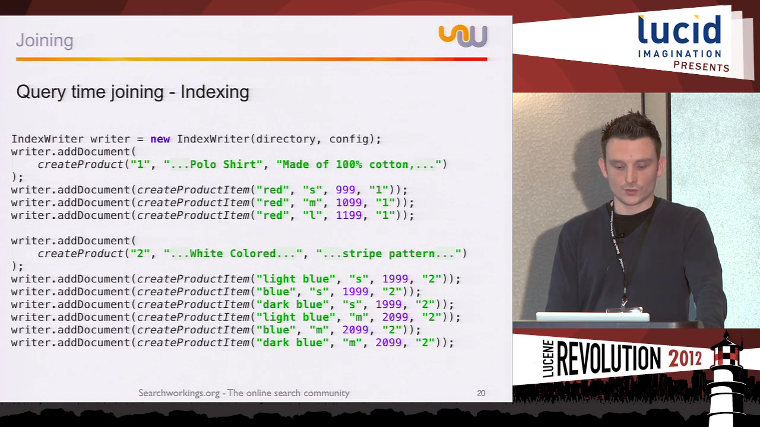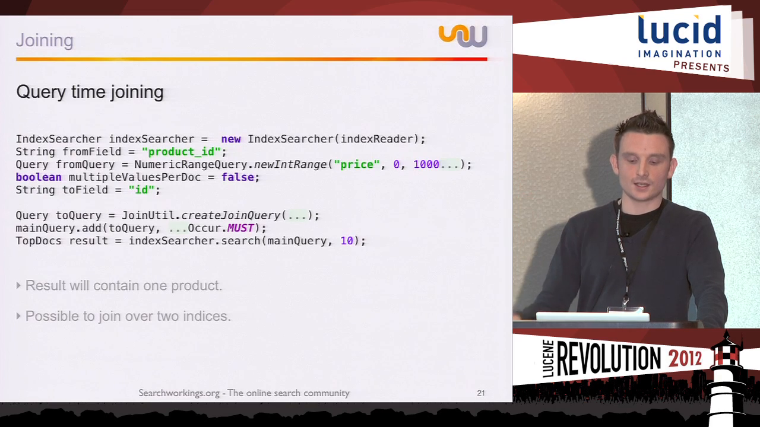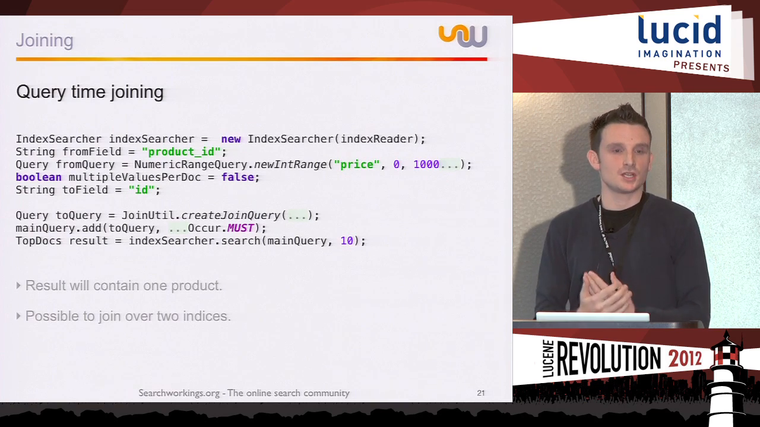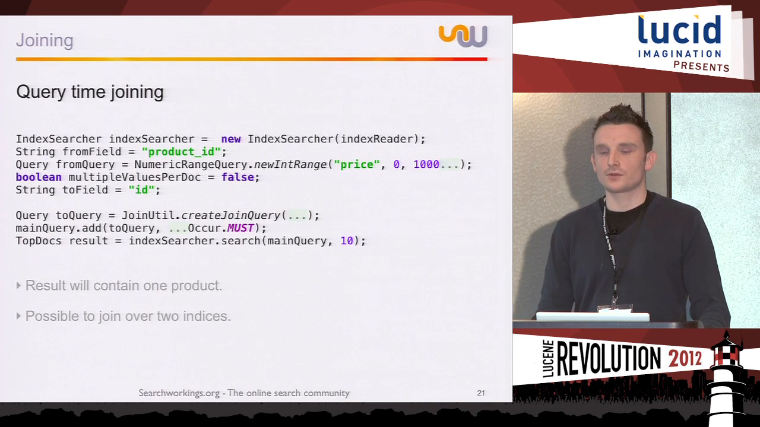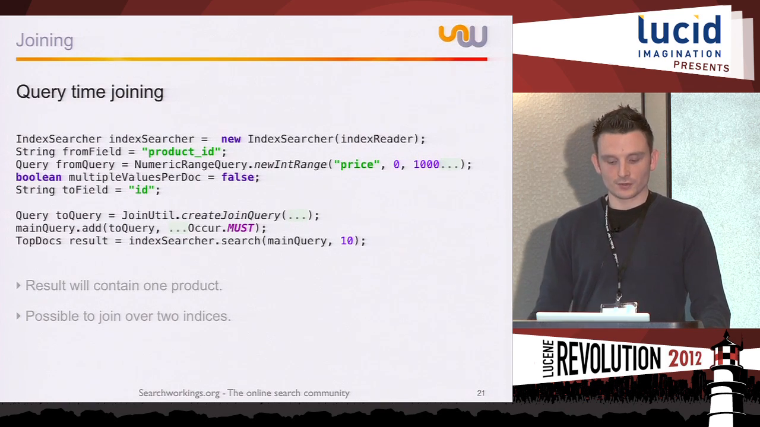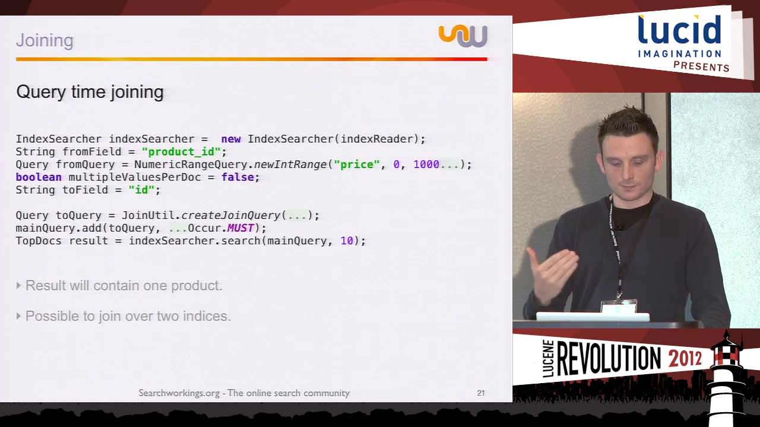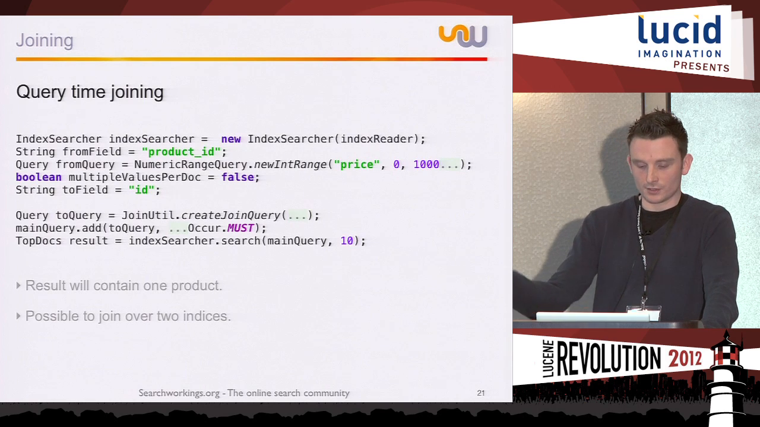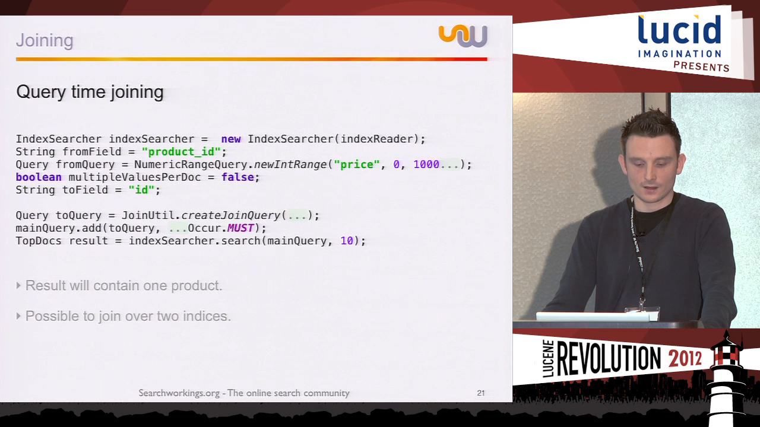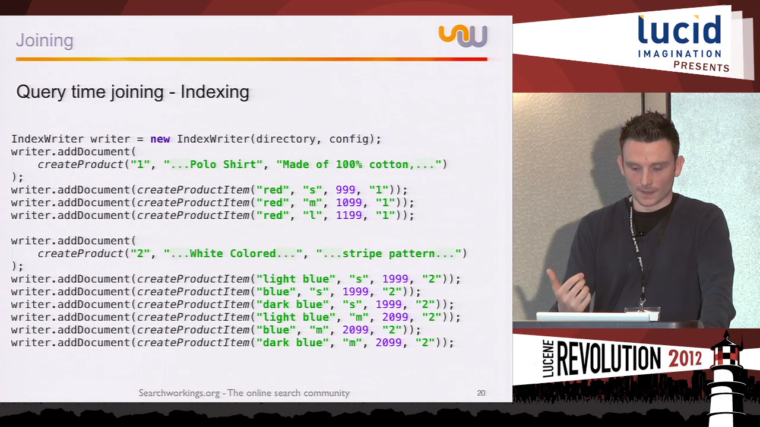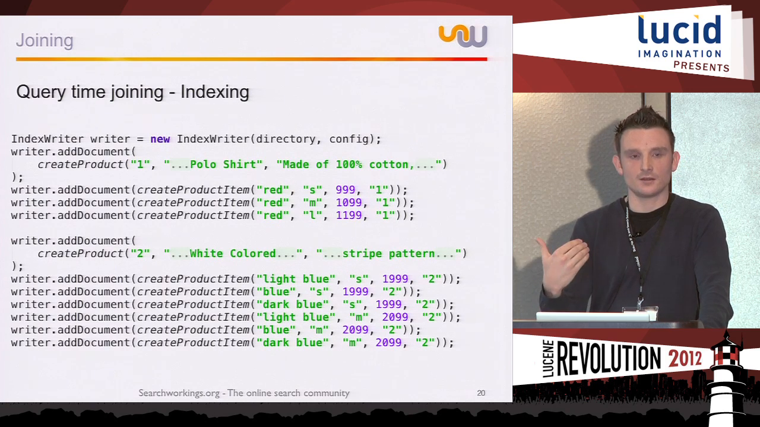And then during joining, you create an index searcher, and you define a from query, which can be seen as a child query in this case. So you want all product items in the price category 0 to 100 cents. The prices were in cents in this case. And you define a to field, which is ID. That is the field the parent uses. You use the JoinUtil with this specific input. You can add it to your main query or something else, or use it as a filter, whatever you like. And you can search. Basically, you get back in this case one parent, because if you look at this data, only the first product has documents in product items in this price range.